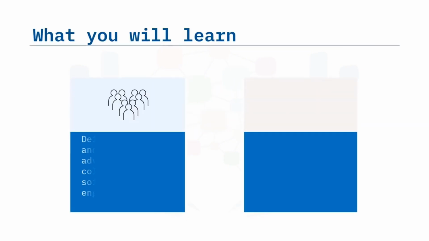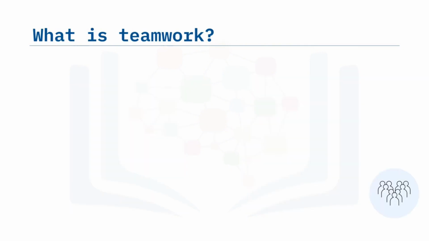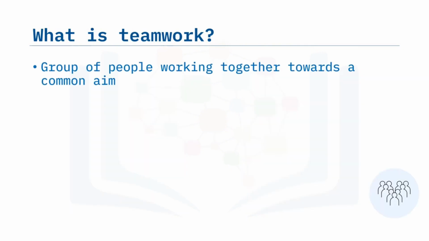Welcome to Teamwork and Squads. After watching this video, you will be able to define teamwork and describe the advantages of collaboration in software engineering, and describe squads. By definition, a team is a group of people working together towards a common aim.